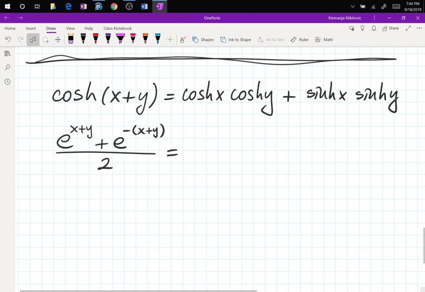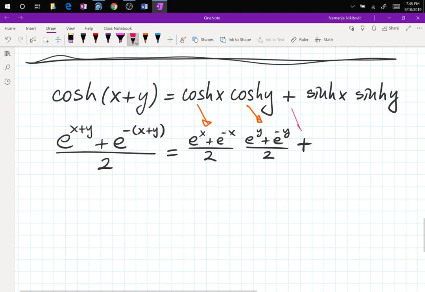So I will go and say e to the x plus e to the negative x over 2. And then e to the y plus e to the negative y over 2. So that's this one, and that's that one. Then we have this big fat plus over here, which is that plus. And then we have the two sines. Those have minus in between e's. So e to the x minus e to the minus x over 2.